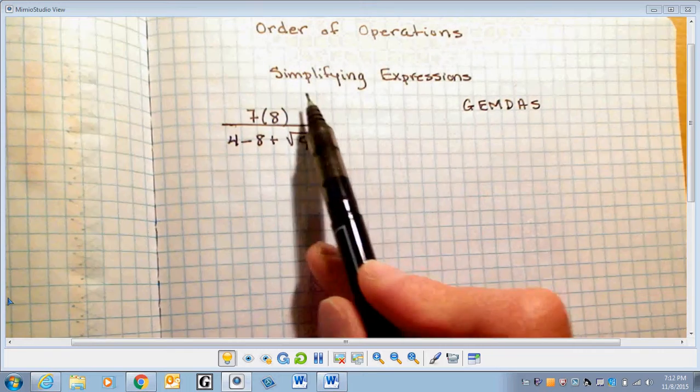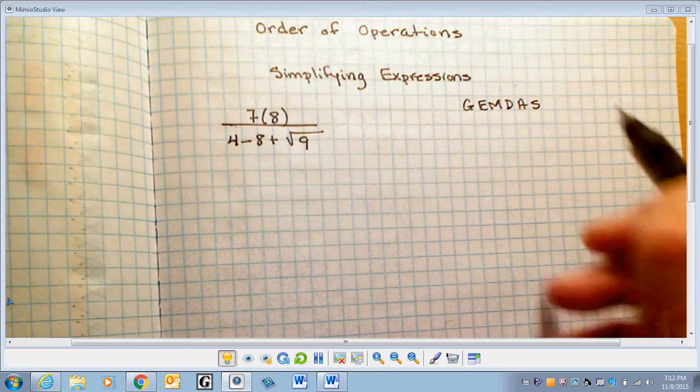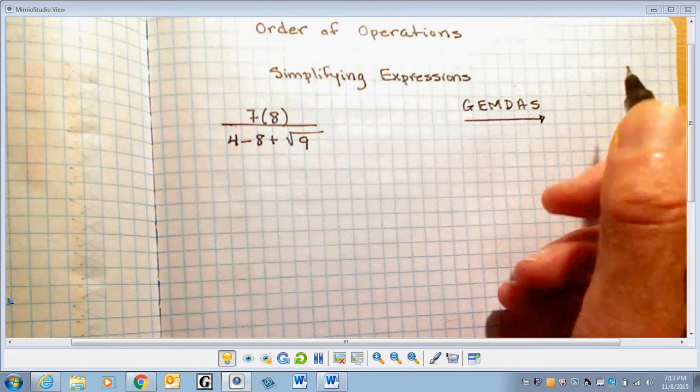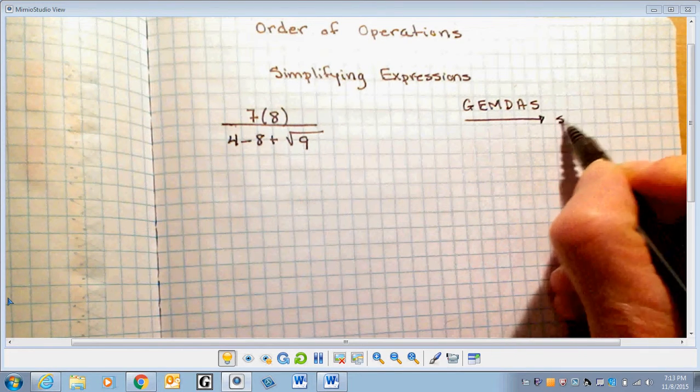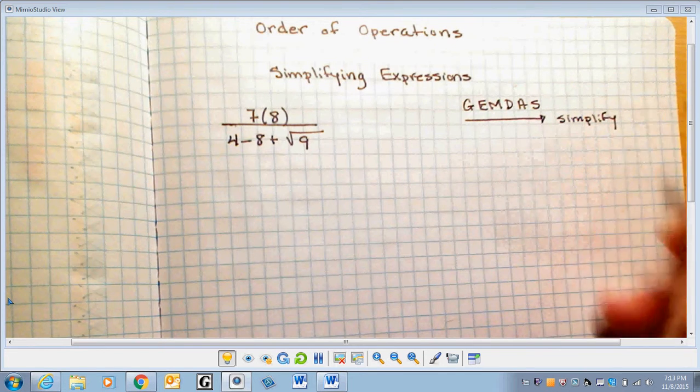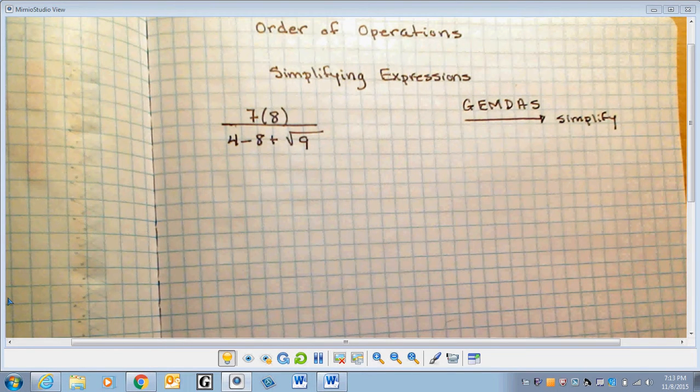When I'm simplifying expressions, I'm always doing GEMDAS from left to right. And the reason I'm stressing this is because we will also use GEMDAS for solving equations, but we do it a different way. So we need to understand how to use it when we're simplifying so that we can understand how to use it when we're solving.